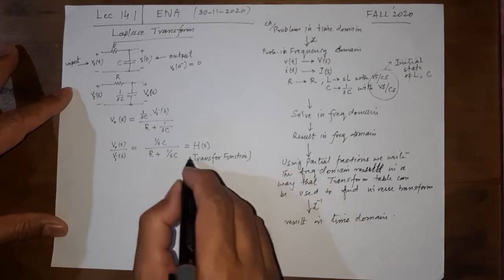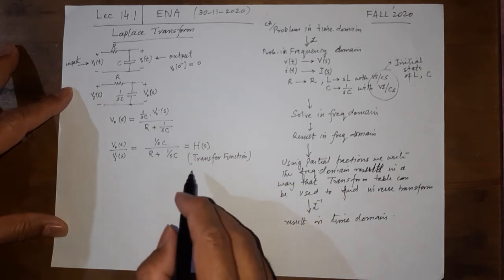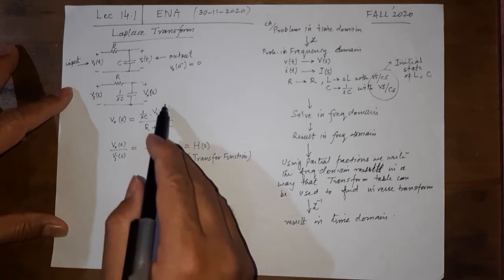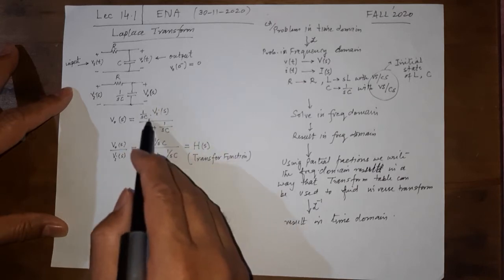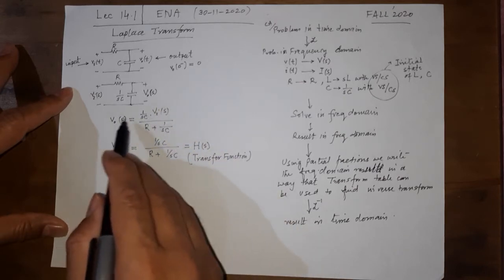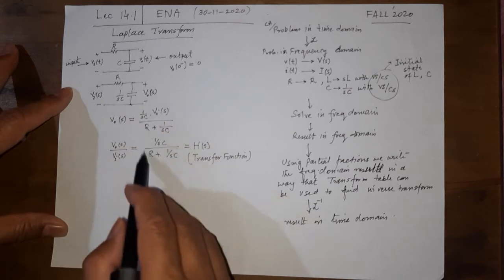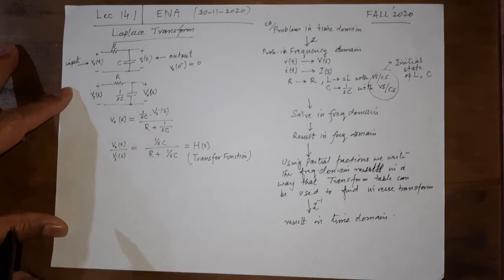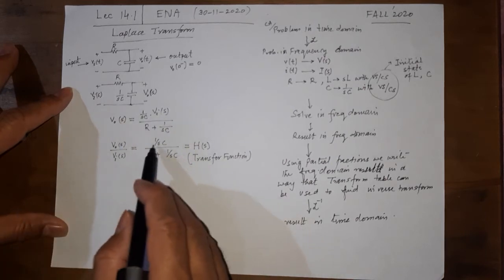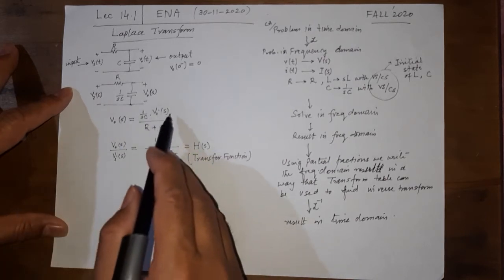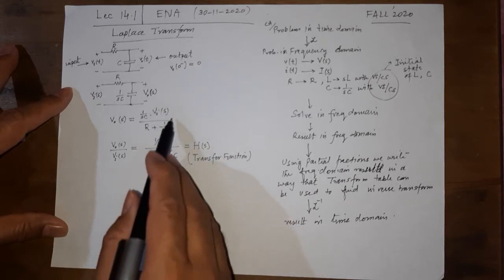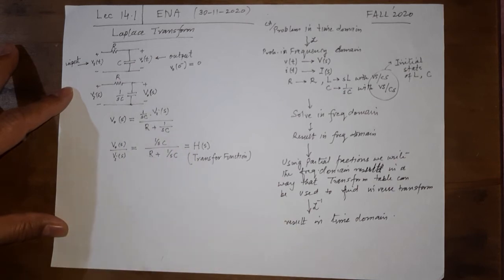The name has logic behind it. Basically H of s tells how the input gets transferred to the output. So knowing this transfer function, for any Vi of s we can find Vo of s. Once we know this, we just find the Laplace transform of the input, multiply it with the transfer function, and we get the output, the Laplace transform of the output.